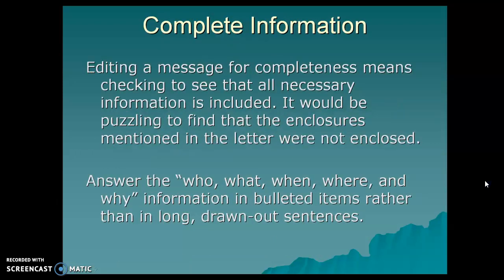Complete information. Editing a message for completeness means checking to see that all the necessary information is included. It would be puzzling to find that the enclosures mentioned in the letter were not enclosed. To answer the who, what, when, where, and why, present information in bulleted items rather than in long, drawn-out sentences.